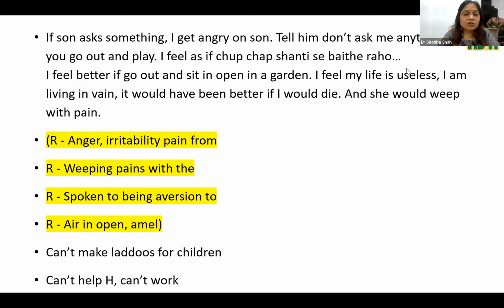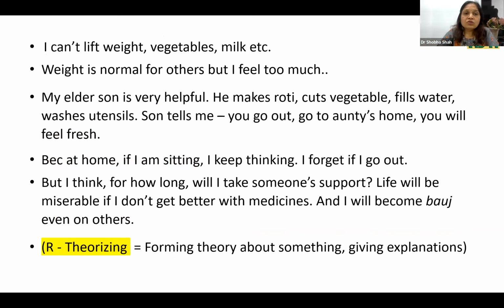Then she also said that because of the pains, doctor, I can't make laddus for my children. If there is a festival and I feel like making something for my son, I cannot make those laddus. I cannot help my husband in any work. As a wife, you feel like helping your husband so that he can be helped financially also, but because of my pain I cannot help him. She was not liking that either. She said, I can't lift weights, I can't lift vegetables, I can't lift milk, I cannot go to the market. Whatever is a normal weight for others feels like too much weight for me. For her it is very difficult to even go to markets.